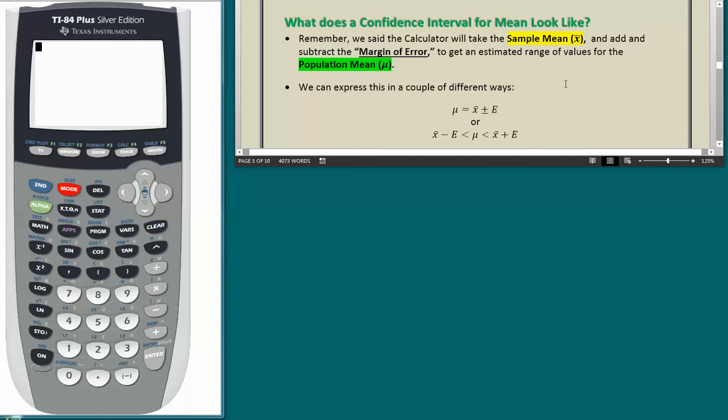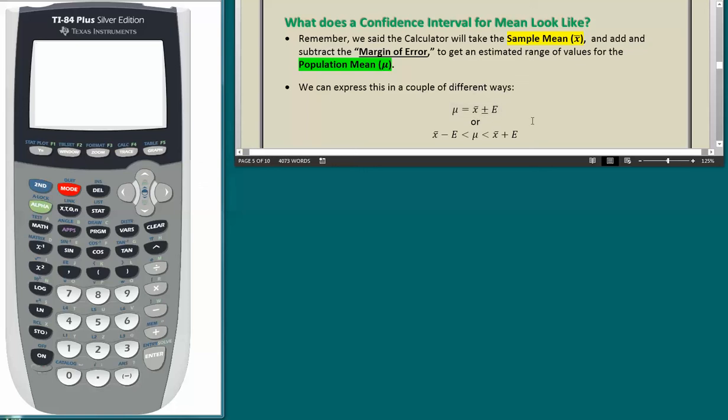We can express this in a couple of different ways. Here's the first way. Mu, the population mean, equals, and what we're really doing is estimating mu here, x bar plus or minus e, and e is the symbol for the margin of error. So you're really creating two numbers. One number is x bar plus e, and the other number is x bar minus e. And this says that mu is somewhere in the range of those two numbers.